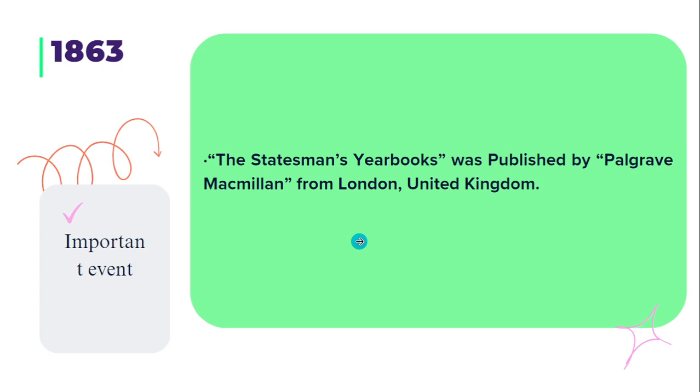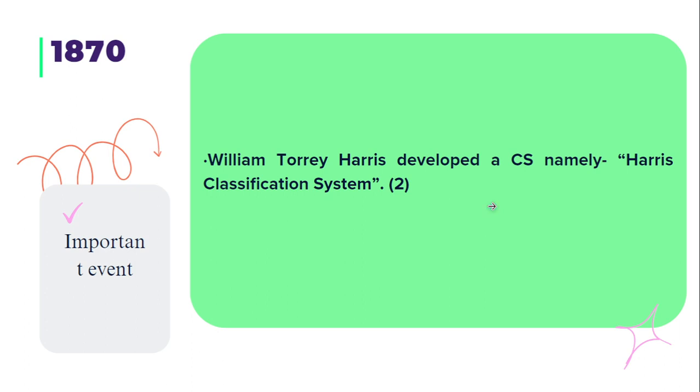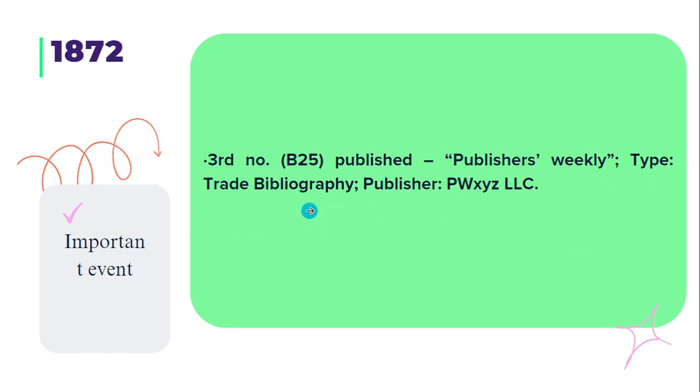Then the Statesman's Yearbook was published by Palgrave Macmillan from London, United Kingdom. Then in 1870, William Torrey Harris developed a classification scheme, that is the Harris classification system. In 1872, a bibliography was published, that is Publishers Weekly. This is a type of trade bibliography that was published by PWxyz LLC.